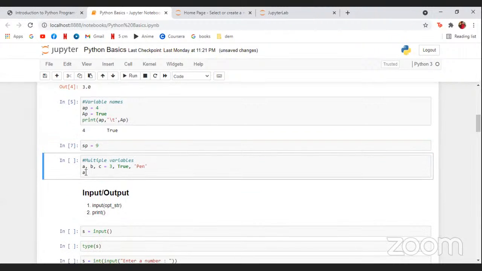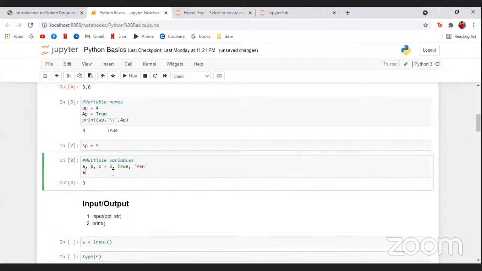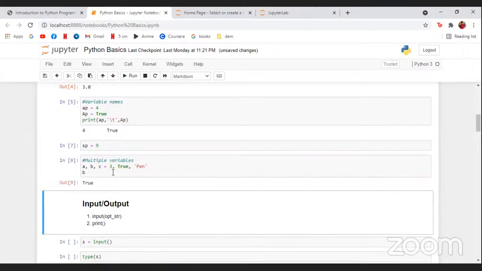And this is how you declare multiple variables at the same time. So you just separate them by commas. So a, b, c equals 3, True, and "pen" as a string. How this works is these are assigned respectively. So if a is first, then 3 goes to a, and True goes to b, and "pen" goes to c. So if I run a, I'll get 3. If I run b, I'll get True, and so on.